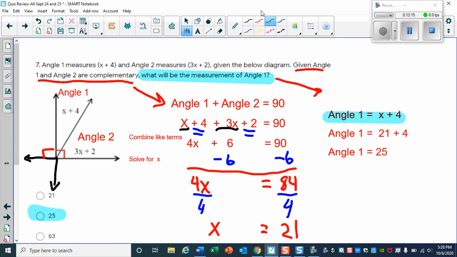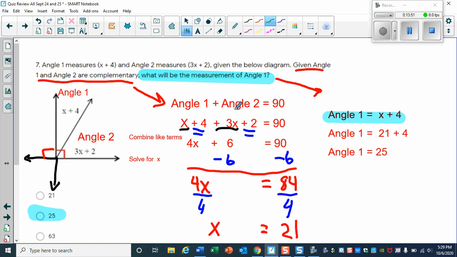Number 7. Angle 1 is x plus 4. Angle 2, 3x plus 2. Given angle 1 and angle 2 are complementary. So that's the key phrase. They're complementary. That means angle 1 plus angle 2 is equal to 90. That's a must. That's your first connection. You have to realize, okay, angle 1 and angle 2, since they're complementary, add them up, you get 90.